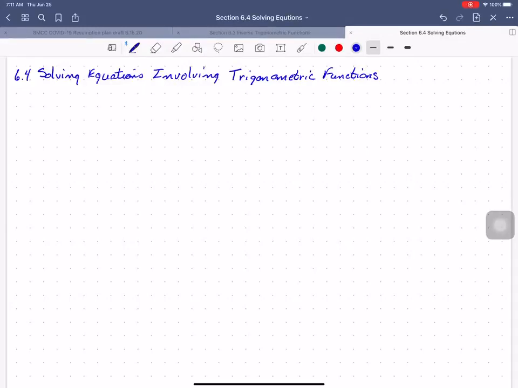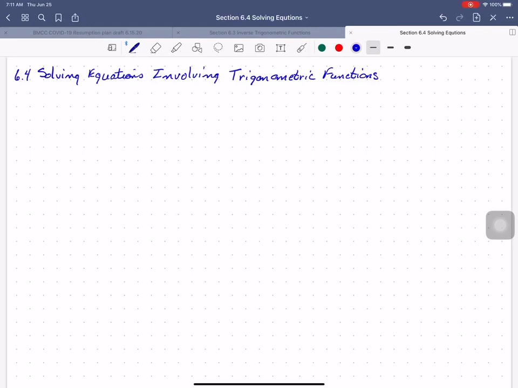So we've learned about inverse trigonometric functions. We've learned about the properties of our trigonometric functions. It's now time to put all that together and start solving equations. And I mentioned in the introduction that this can get a little complicated and it's a little different than what we've done before because we're not looking for just one solution. So let's start with an example.